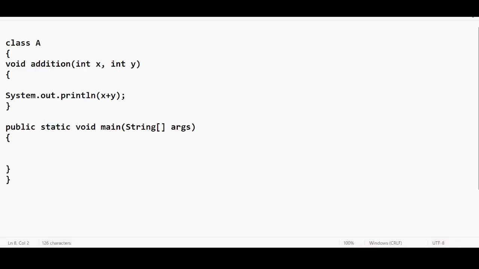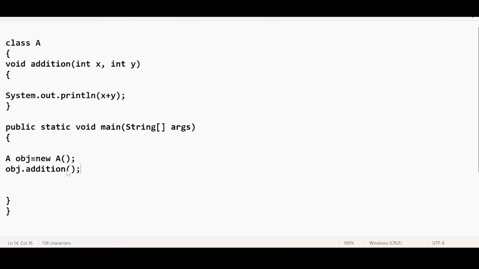Good, right? First observation: first you find whether the method is static or non-static. We have found that it is a non-static method, so object creation is mandatory. A obj equal to new A. But here you need to be very careful to call this method. I need to use the object reference: obj dot, what is the method name? Addition method. Copy this and paste it here.